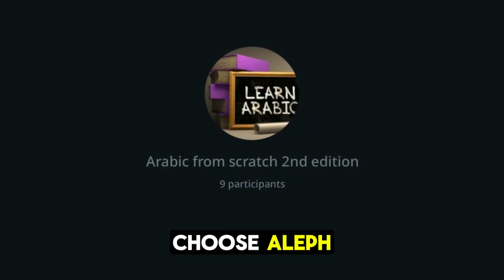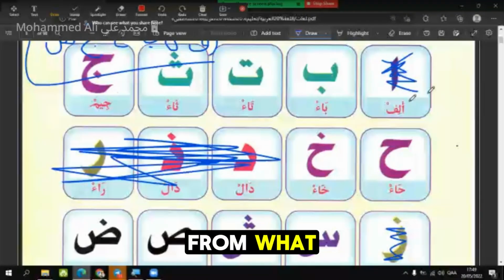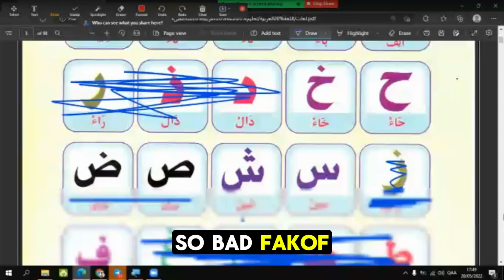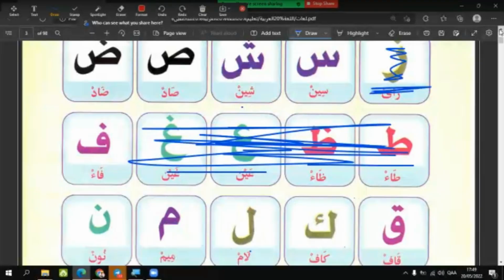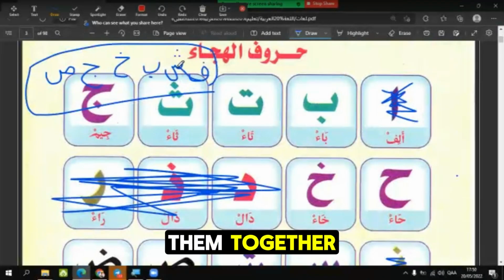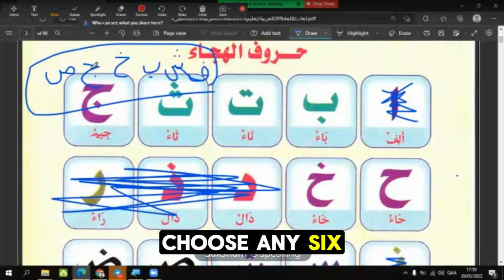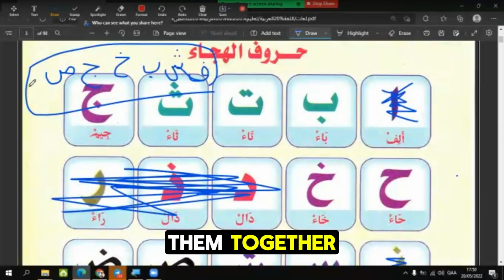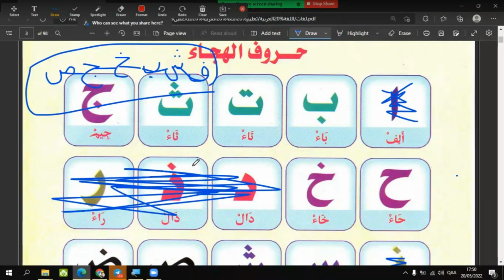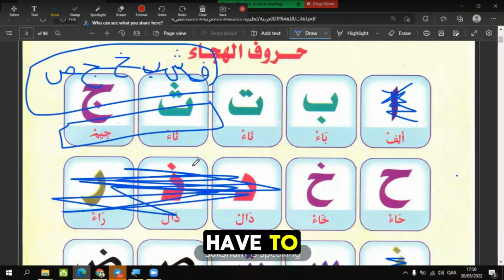I didn't choose alif or the dal, ra, and zay. These letters which I cancelled, do not choose them. Choose 6 from what I give you, like ba, ta, jim, ha, kha, sin, shin, sad, dad, fa, qaf, kaf, lam, mim, nun, and so on. You can choose from those. Choose 6 letters and attach them together. Then choose another 6 and attach them. Then choose another 6 and attach them. That's your homework. So you just have to attach letters.